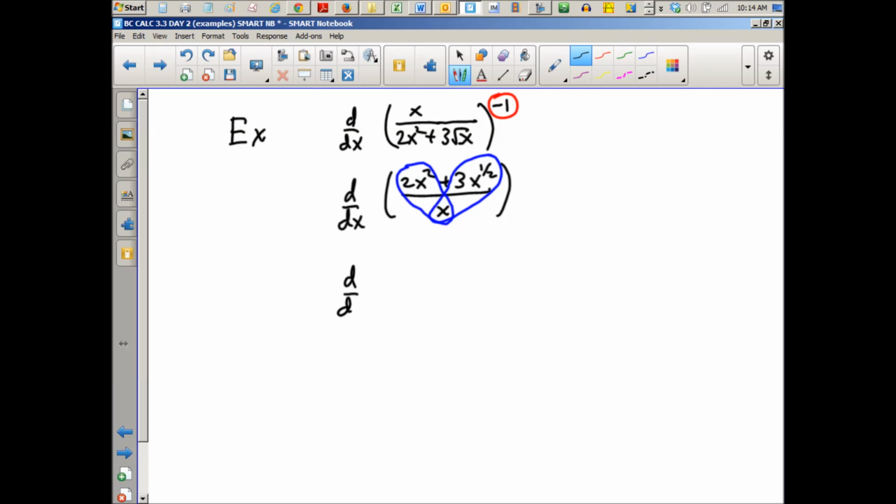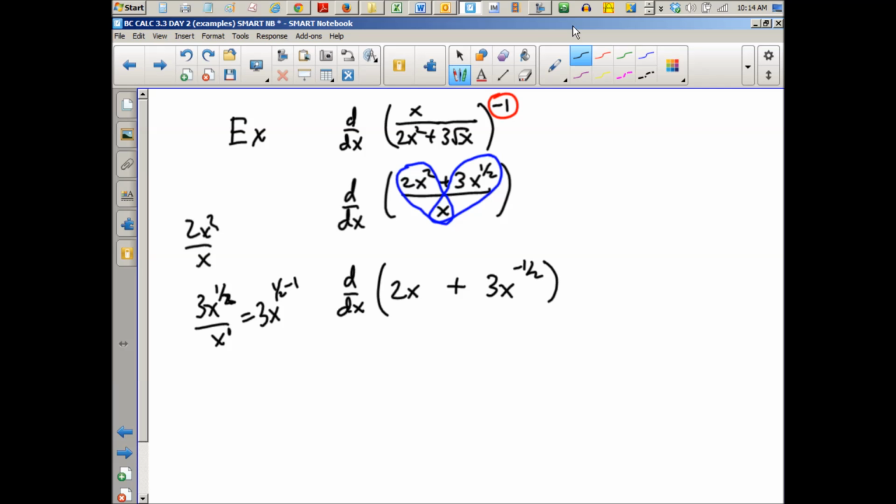So this would give us d/dx of, now 2x squared over x is simply 2x, right? And for our second fraction, we have 3x to the half over x. That's like having 3x to the half over x to the first. So you can just do basically 3x to the half minus 1. So this is just going to give you 3x to the minus half. Now we haven't done any calculus yet. We've just got this problem set up where it's a little bit easier to understand.